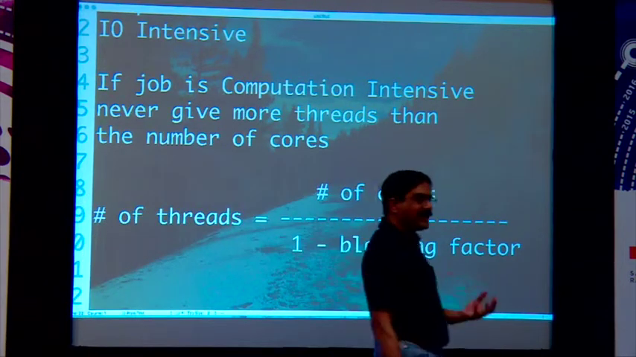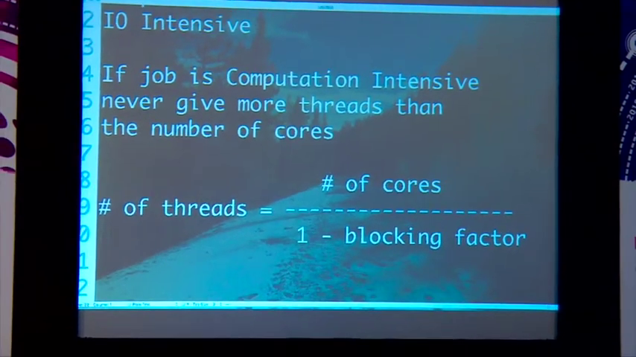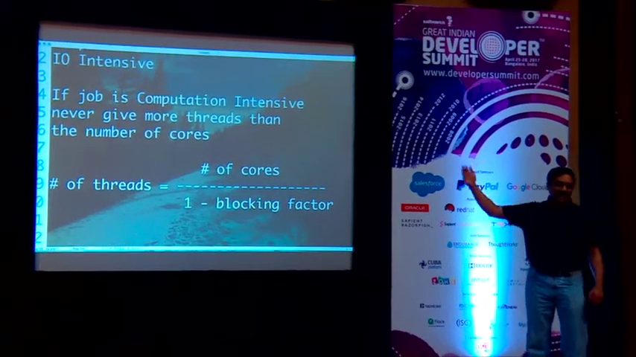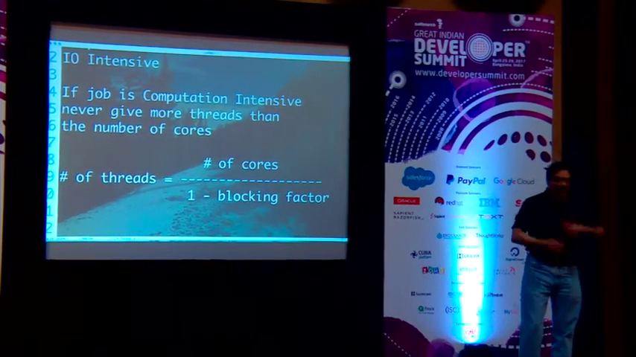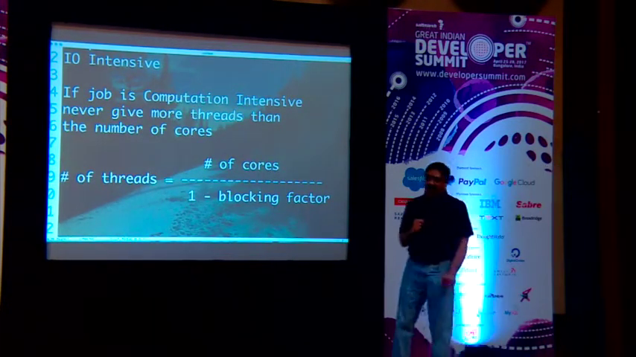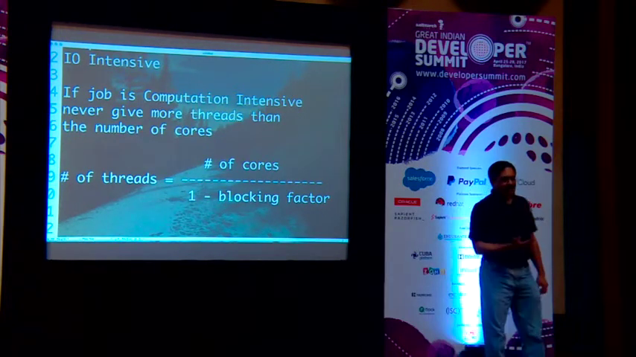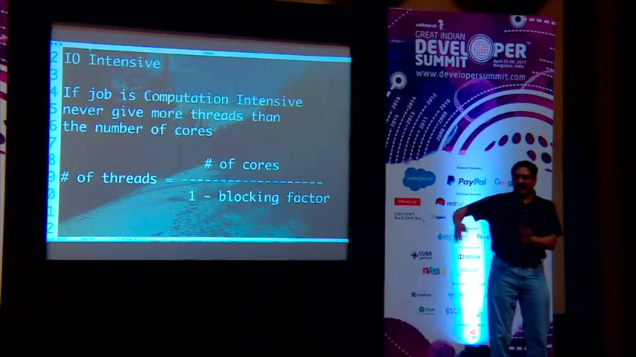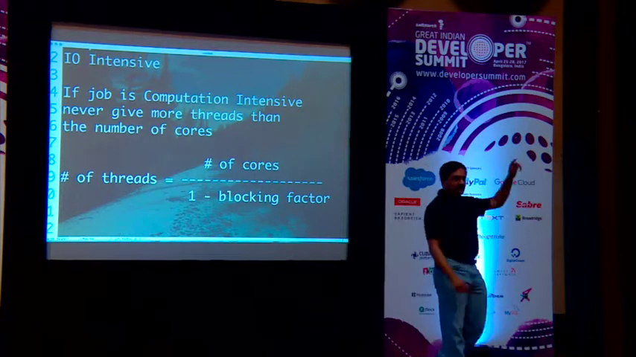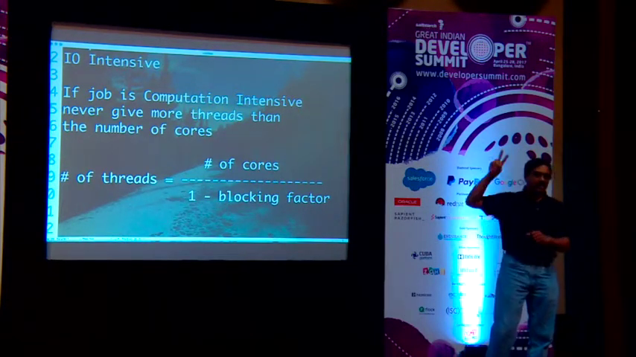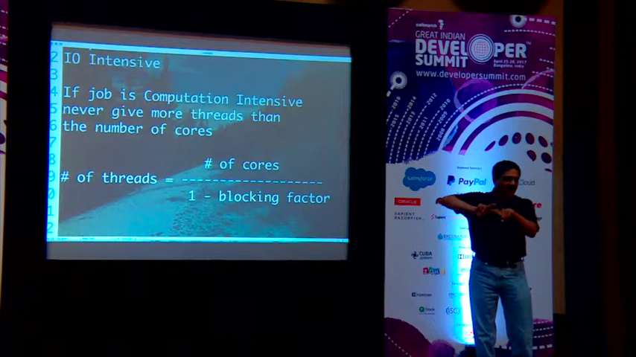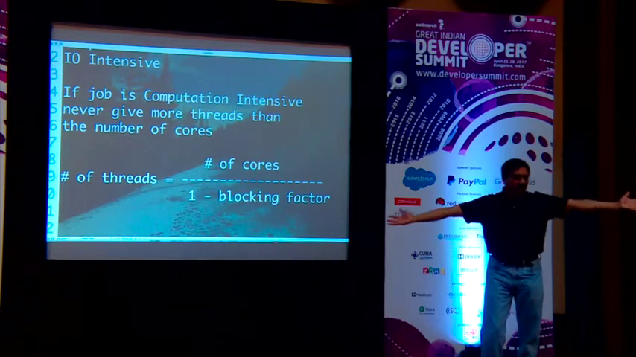Well, in a computation-intensive thread, what is my blocking factor? 0. So that means number of cores divided by 1 minus 0, which is equal to the number of cores. So for computation-intensive, give me no more than the number of cores. If my blocking factor is 50%, what does it mean? I'm going to sleep for 50% of the time because I'm going to be doing I/O. Well, then number of cores divided by 1 minus 0.5, and what does that become? 0.5 in the denominator, which means you can give me twice the number of cores, which is very intuitive to see, right? Because if it's sleeping for half the time, your core can work on 2 threads at the same time.